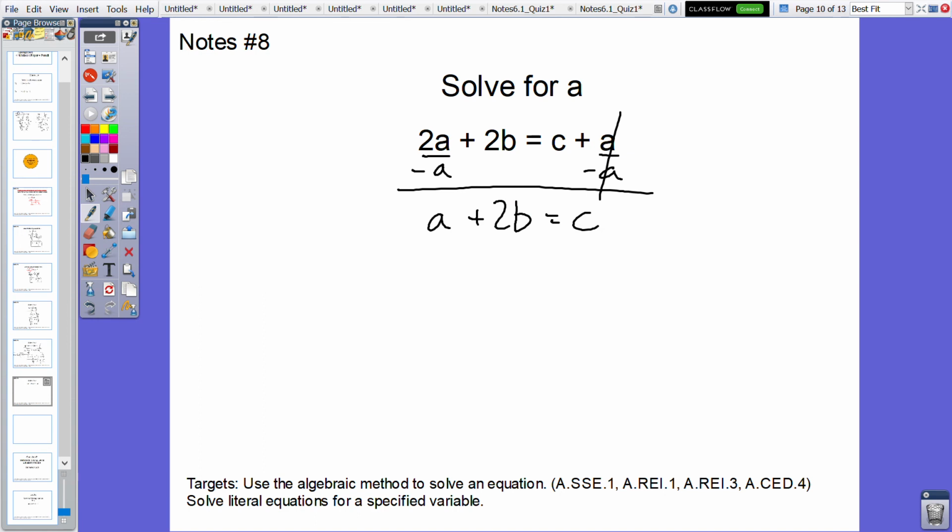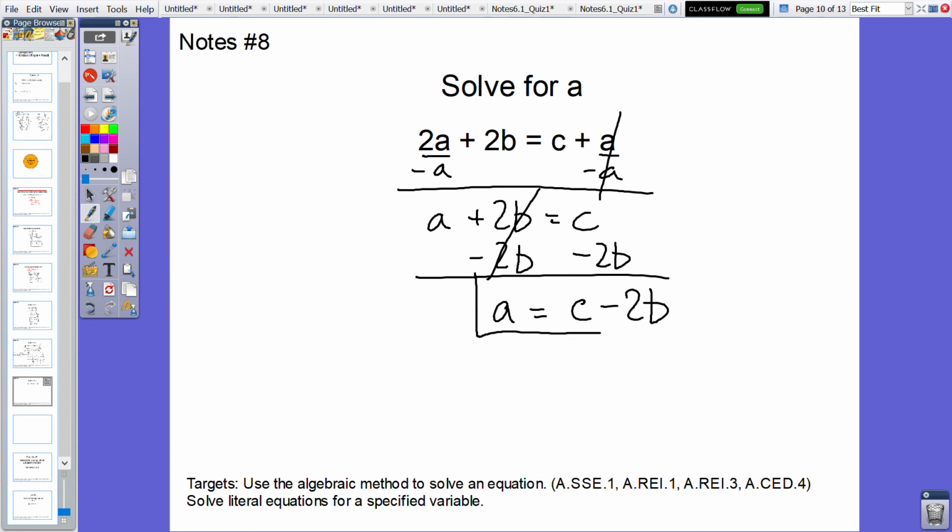Okay, and now, well, we have a plus 2 times a number that we don't know, so this would be just like solving a one-step equation. I'm just going to move that 2b over to the right side, so minus 2b. 2b's cancel, I'm left with a is equal to c minus 2b. And in this case, because there's nothing else in front of the a, there's no coefficient, there's nothing multiplying or dividing here, I'm done. That equation is done. A is equal to c minus 2b.